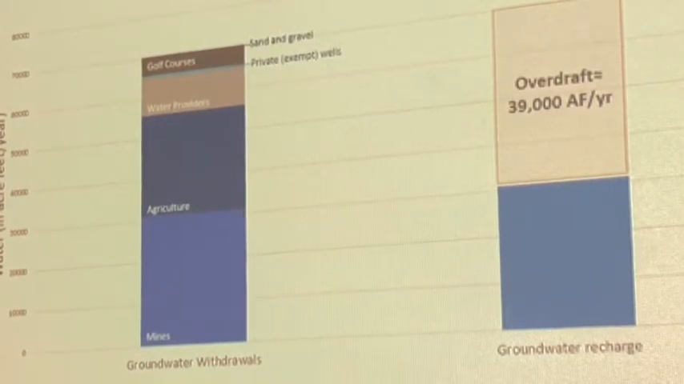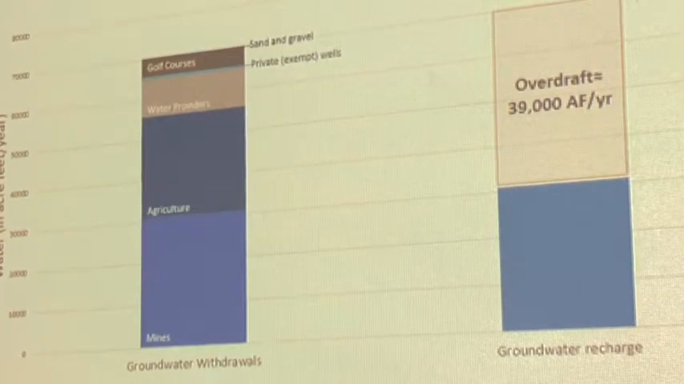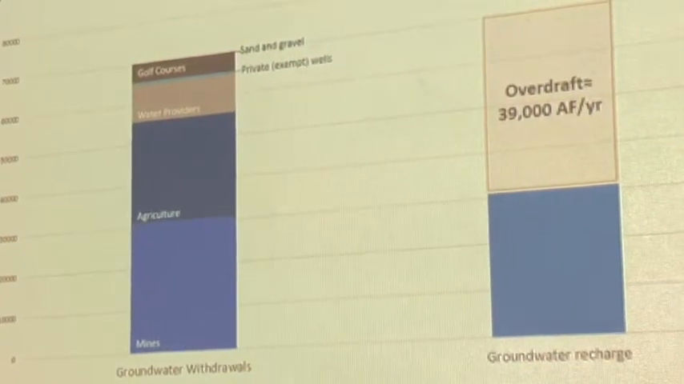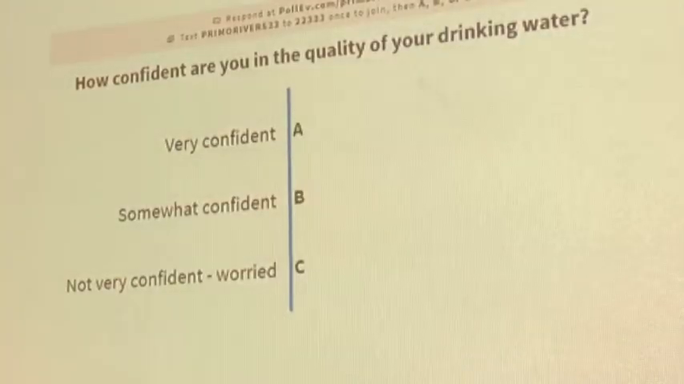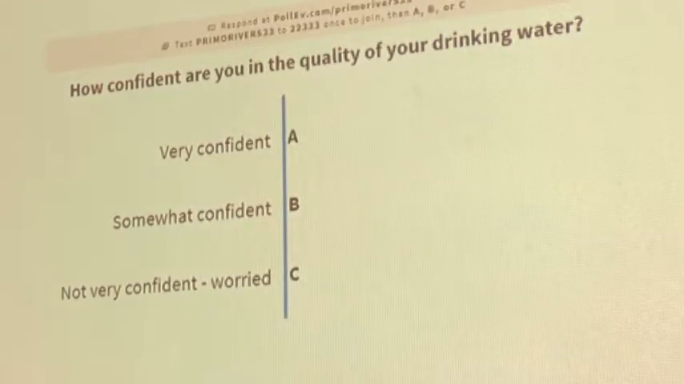There you are, there's the overdrive. And it's about 35,000 acre feet per year. So, we're going to move on to water quality, and Claire is going to talk about that.